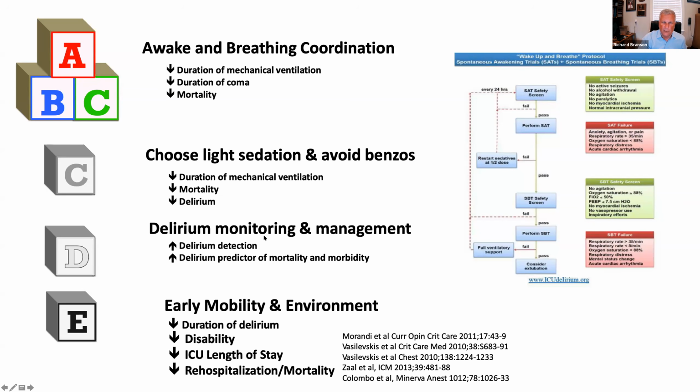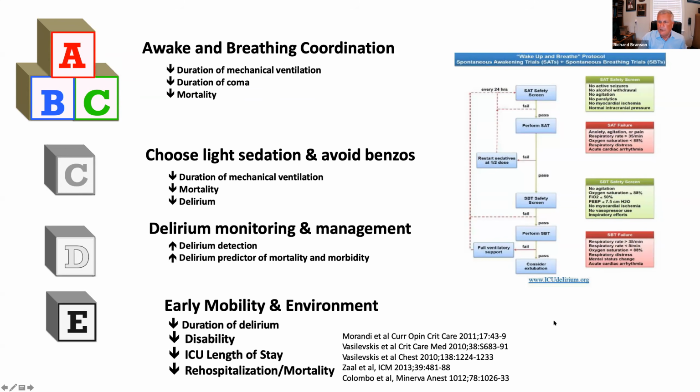And again, I don't want to spend too much time, but awakening breathing coordination, daily spontaneous breathing trials, daily awakening trials, avoiding benzodiazepines, monitoring and managing delirium, and early mobility, which everybody thinks is getting the patient up and walking, but can be as simple as in-bed exercises or dangling their feet over the side. Early mobility doesn't mean all the ventilated patients have to get up and walk around.